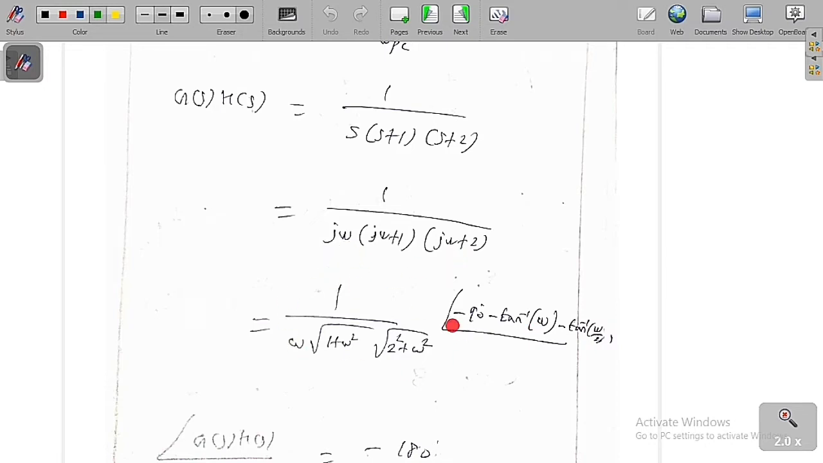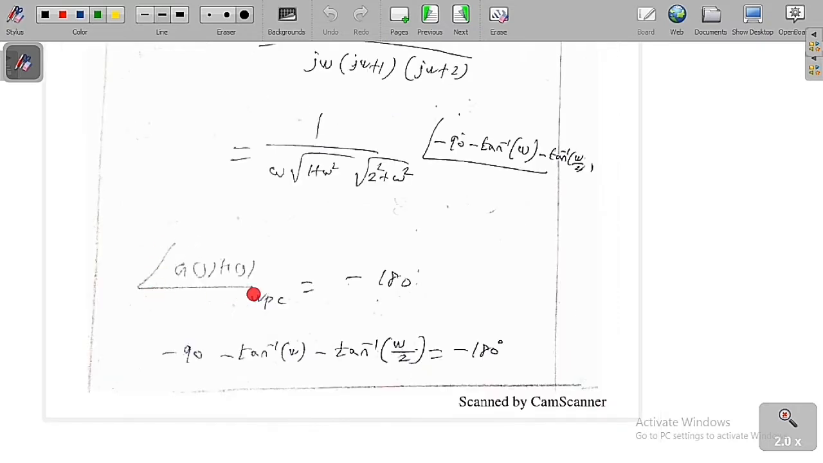So the magnitudes are multiplied and the phase angles are added. If it goes in the denominator, it is going to become negative. So this is the phase angle. But first we have to find the phase crossover frequency. Phase crossover frequency means the angle should be equal to minus 180 degrees. So the frequency at which this happens is called the phase crossover frequency. So the phase angle of G(s)H(s) at omega PC is equal to minus 180 degrees. So you have to equate this to minus 180. Therefore, minus 90 minus tan inverse of omega minus tan inverse of omega by 2 is equal to minus 180. If you solve this, you get omega PC.